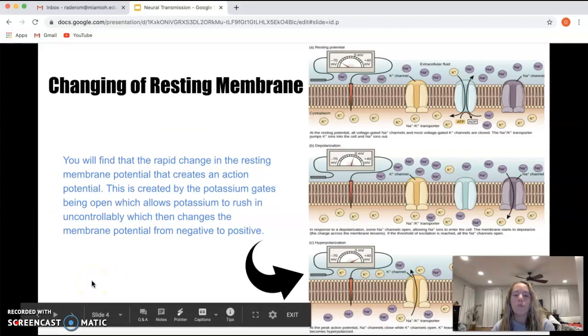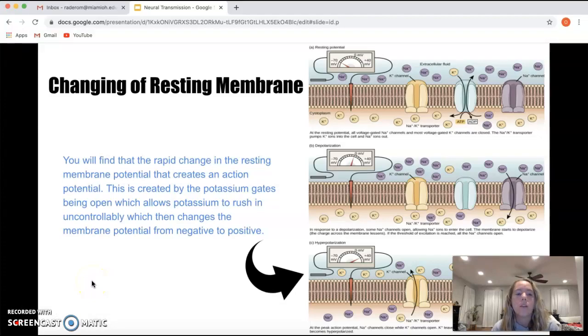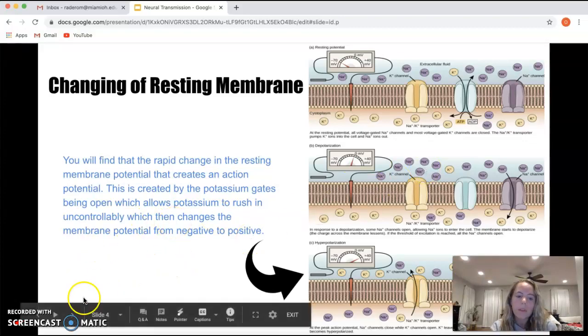Next, we have the changing of the resting membrane, and as you can see, you'll find the rapid change in the resting membrane potential that creates the action potential. This is created by the sodium gates being open, which allows sodium to rush in uncontrollably, which then can change the membrane potential from negative to positive. And as you can see in A, B, and C of the image, it demonstrates each phase, I guess you could say. So as you can see, the negative 70 and Na right there. All right.